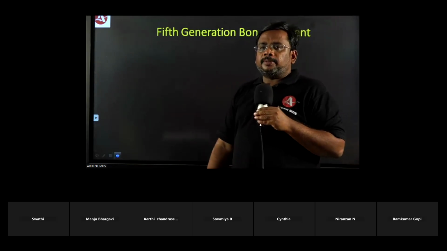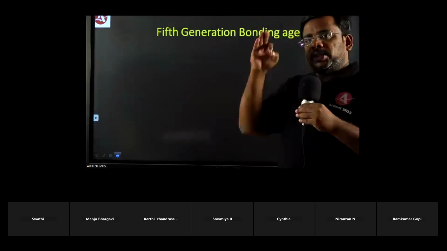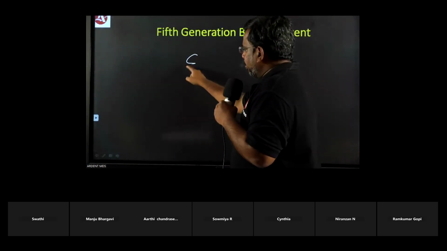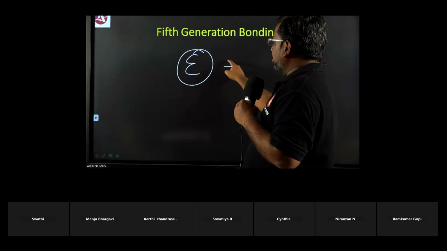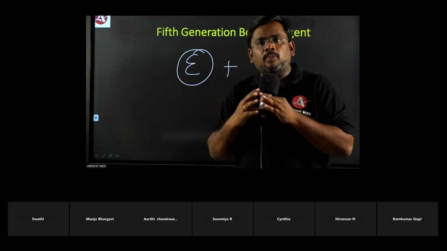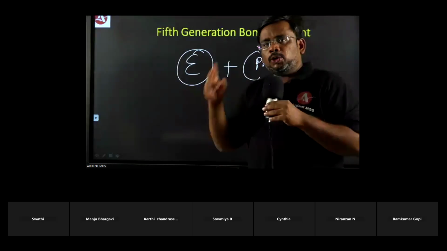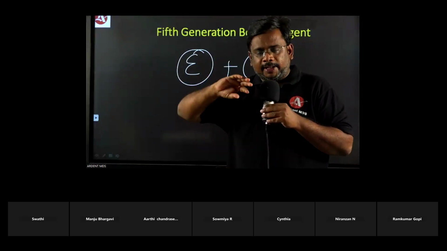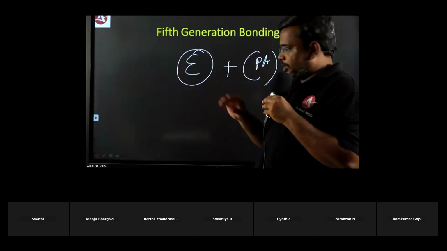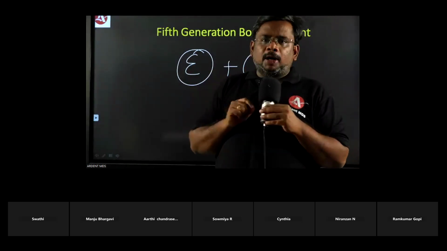Coming to the fifth generation, it is again a simplified version of the fourth generation. The three-step process is converted into a two-step process. Now, etching is done. The primer and adhesive are joined together in a single bottle. So after etching is completed, you apply the primer and adhesive in a single bottle. It's a single step, so overall it is a two-step process. Clear?